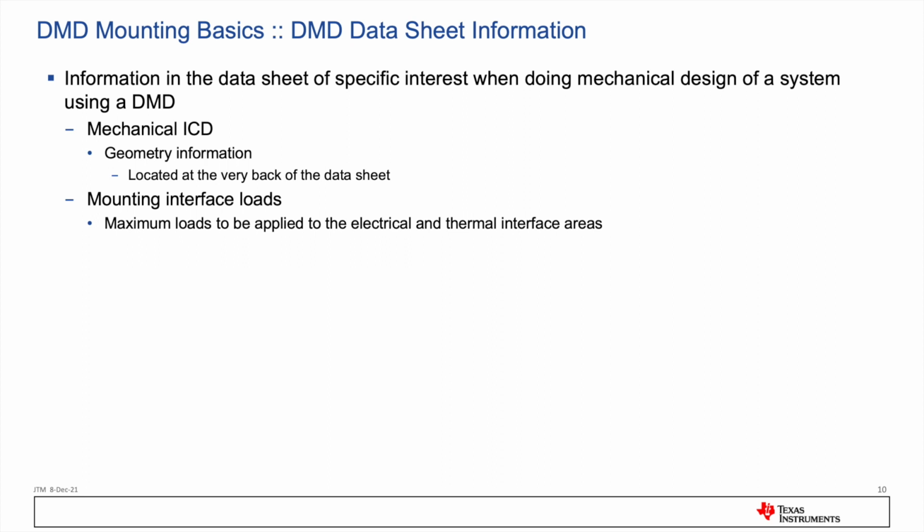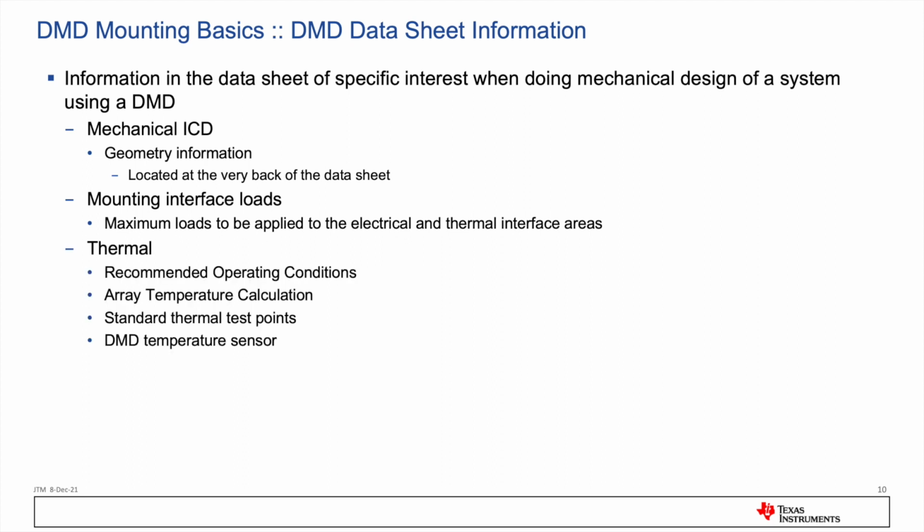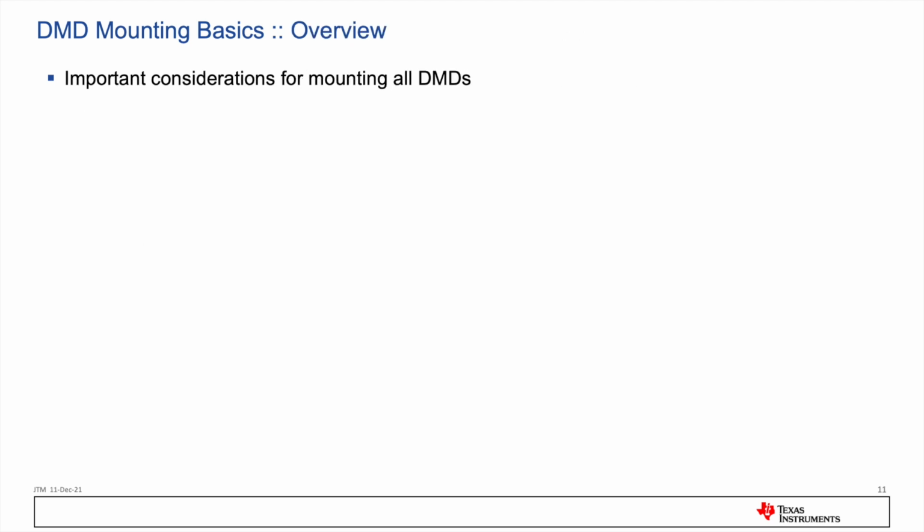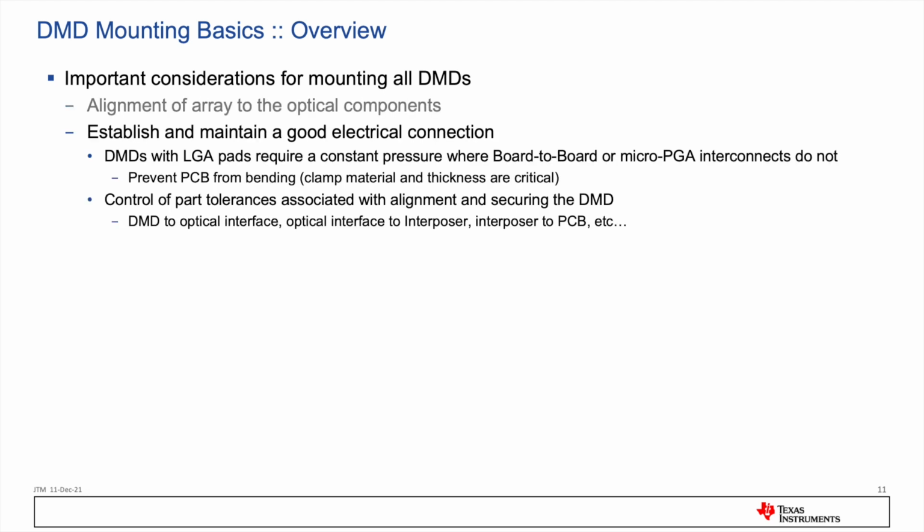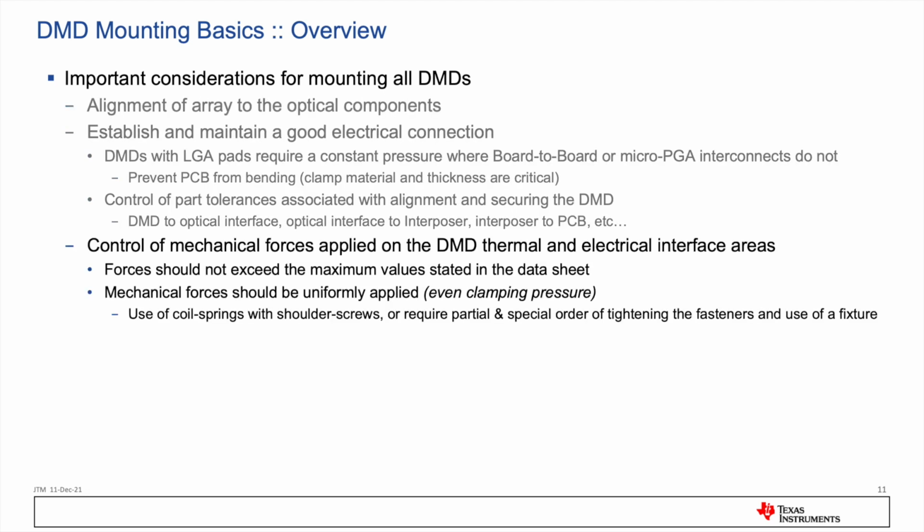The maximum loads or forces that can be applied to the electrical and thermal areas when mounting the DMD, the recommended thermal conditions, array temperature calculation, standard thermal test points, and temp sensor information. Note that not all DMDs have a temp sensor. Important considerations when mounting DMDs include alignment of the array, establishing and maintaining a good electrical connection, and control of mechanical forces applied to the electrical and thermal interface areas such that they do not exceed those in the datasheet.